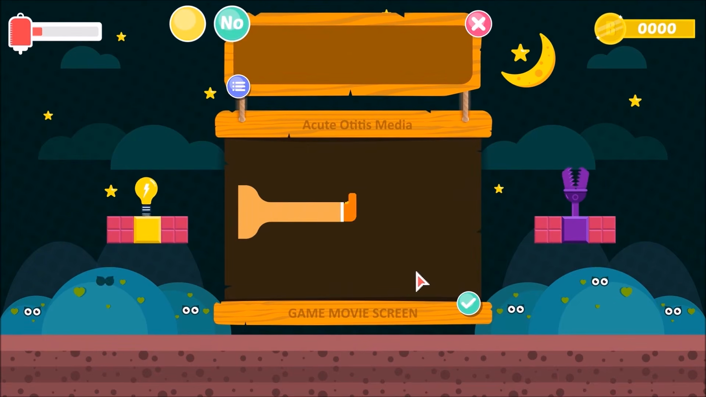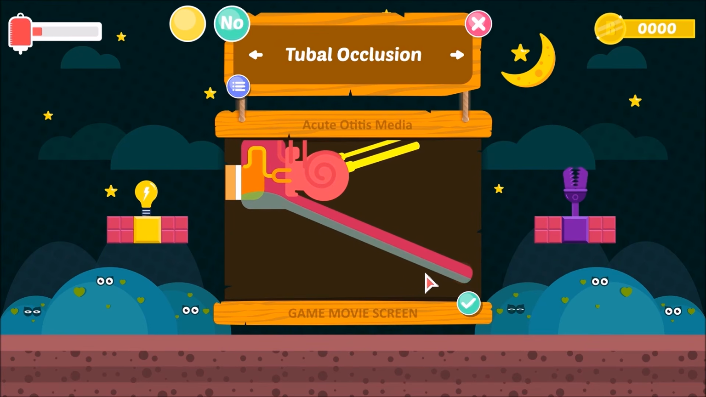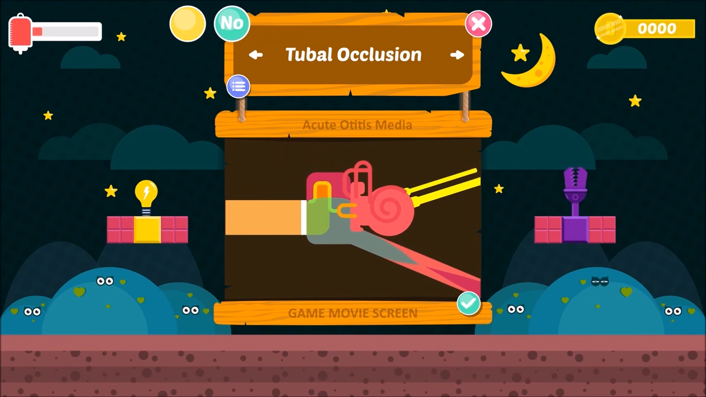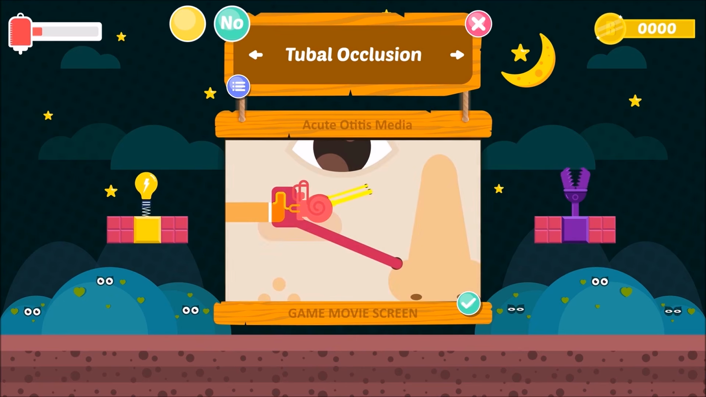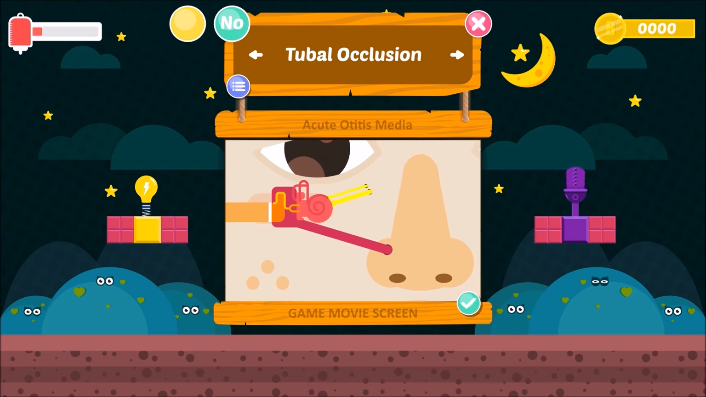1. Stage of tubal occlusion. Since the middle ear drainage is entirely dependent on the eustachian tube, the first step in acute otitis media is the blockage of the eustachian tube. Children are particularly predisposed to acute otitis media because their eustachian tube is shorter, wider, and more horizontal as compared to adults, which increases the chances of their eustachian tube getting blocked.